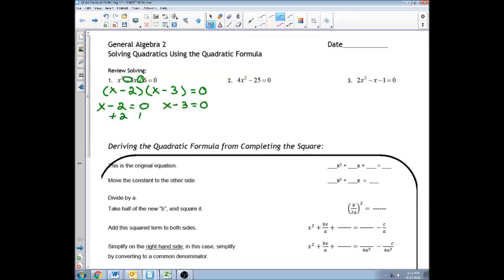Add 2. X would be positive 2. Add 3. X would be positive 3.